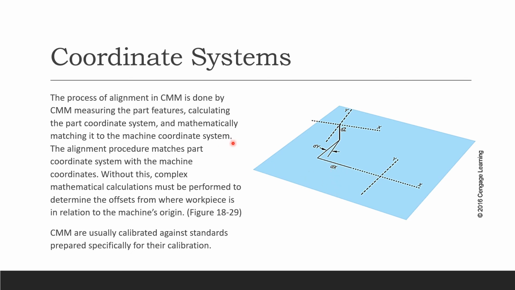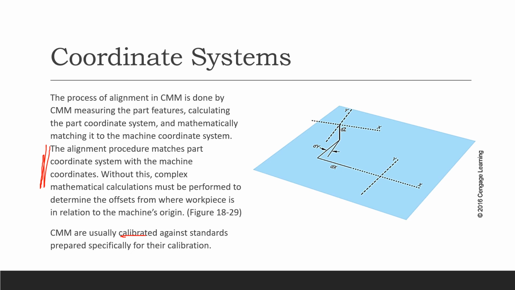Anyway, don't get upset. You don't have to know everything here. All you need to know is every time we do the alignment, we are doing a match, and what are we matching? Part coordinates and the machine coordinates. So I'm going to underline that for you. This is what you have to know. That's it.